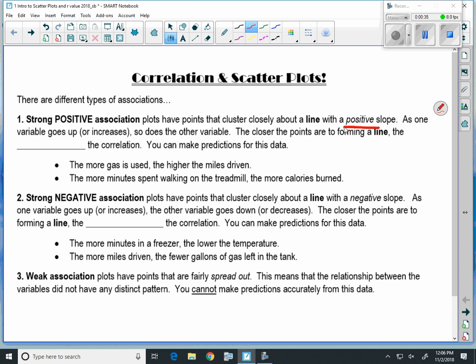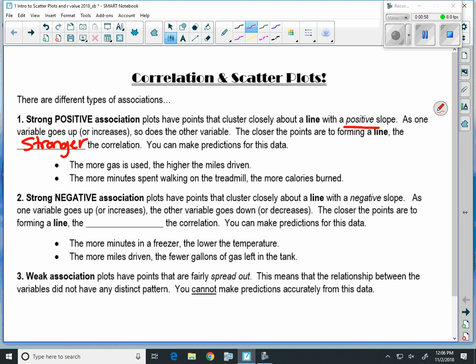Because when you're dealing with a scatter plot, those dots are everywhere. So if it's strong, that means it's as close to a line as it can be. The closer the points are to forming a line, the stronger the correlation. As they form more and more of a line, it's a stronger correlation.